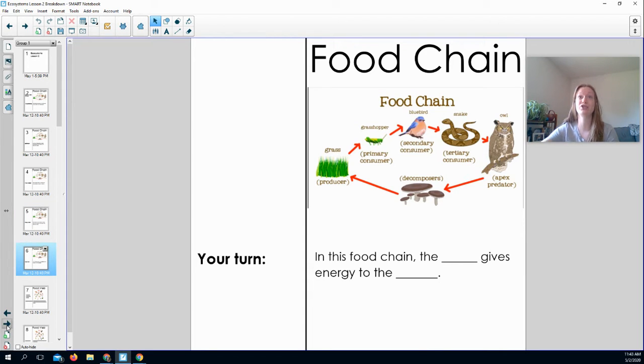Right, it's your turn. So in this food chain here with the grass, the grasshopper, the bluebird, the snake, and the owl, and then the decomposer is breaking down the owl, the blank gives energy to the blank. You should have a complete sentence. You need to use the word food chain. Go. All right, moving on.